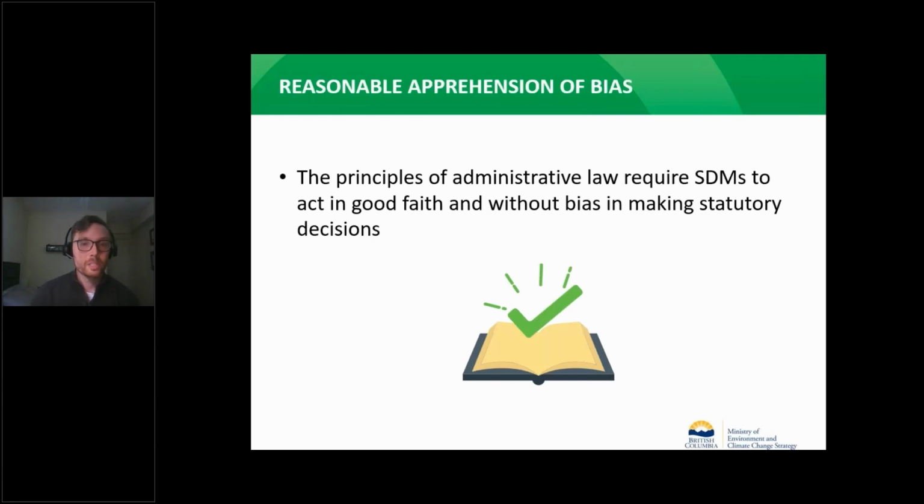Procedural fairness and the principles of administrative law require that the decision maker not be biased or have the appearance of being biased. For example, ministry staff who review application materials do not also act as the statutory decision maker on the same application. Next slide.